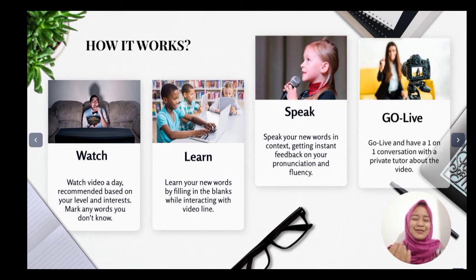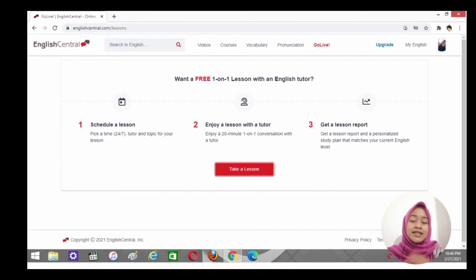I think it is the most interesting part of this application because you can have a conversation one-on-one, directly, with a private tutor. It is interesting, right? In Go Live, make sure that you schedule a lesson first. Make sure that you have a schedule with a private tutor, and after you schedule and get the right date and time, you can enjoy a lesson with a tutor and then get a lesson report. I think that's all the explanation of English Central.